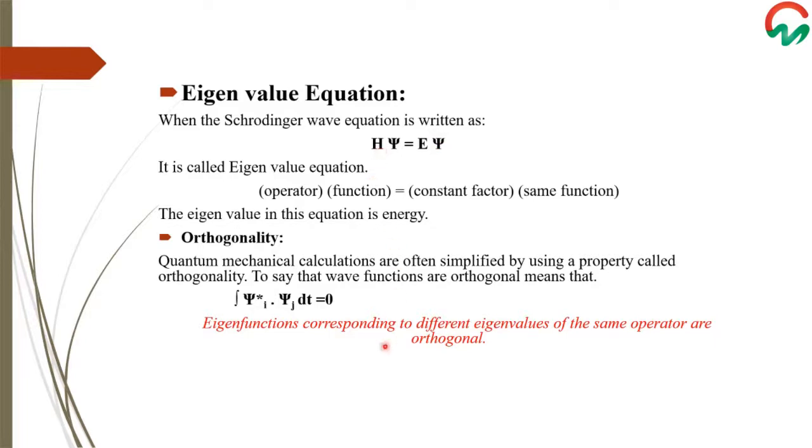Quantum mechanical calculations are often simplified by using a property called orthogonality. To say that functions are orthogonal, we mean that by taking the integral of the two wave functions corresponding to different eigenvalues of the same operator, we get the integral equal to 0. Eigenfunctions corresponding to different eigenvalues of the same operator are orthogonal.